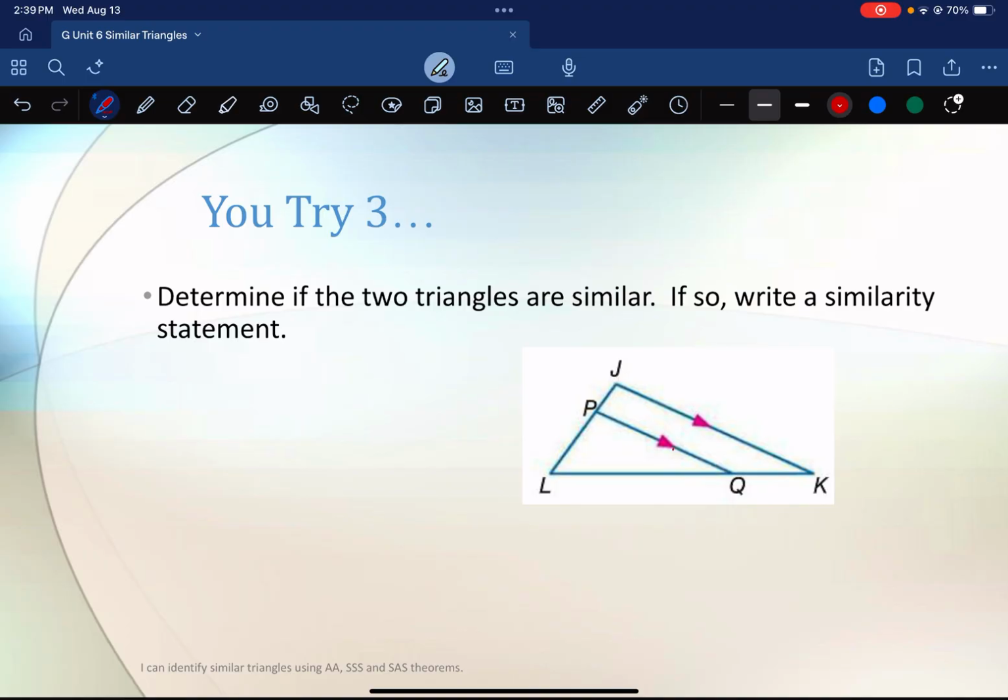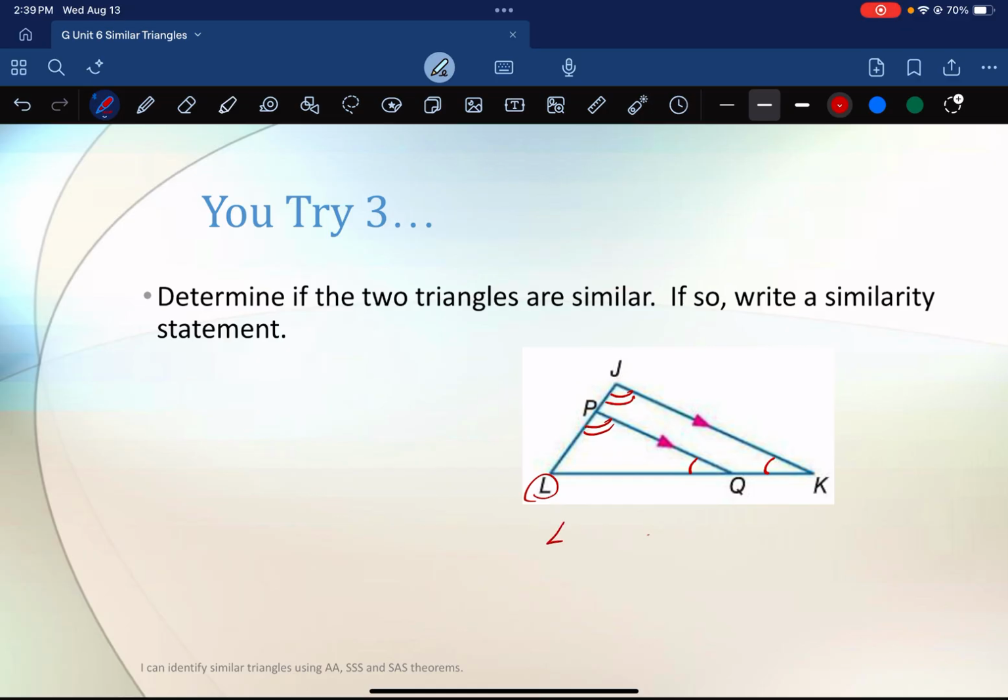Again, it's about you seeing the information that is given to you on the drawing. Again, parallel lines. When cut by a transversal, this time I've got corresponding angles congruent there, and another pair of corresponding angles there. And they both share angle L. Angle L is the same angle in both triangles. So we definitely have angle, angle.